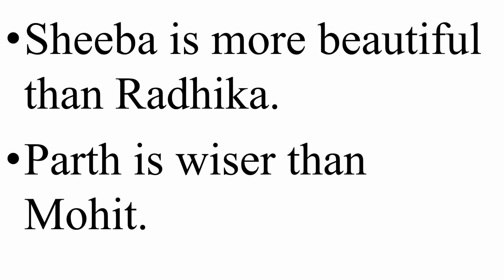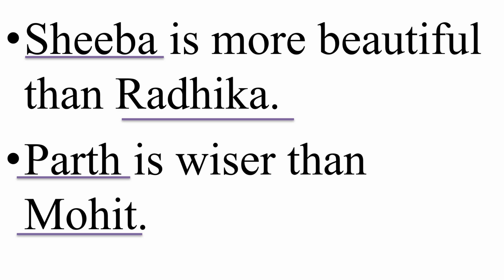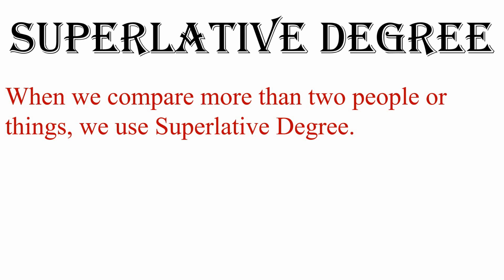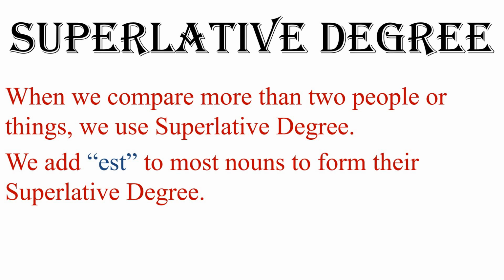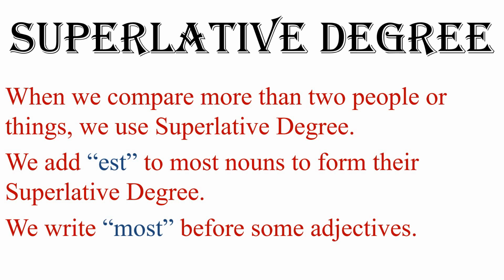In these two sentences, Shiva को compare किया गया है राधिका से and Parth को किया गया है मोहित से. इसलिए here we have used comparative degree, more beautiful and wiser. The third is superlative degree. When we compare more than two people or things, we use superlative degree. We add est to most adjectives to form their superlative degree. We write most before some adjectives.